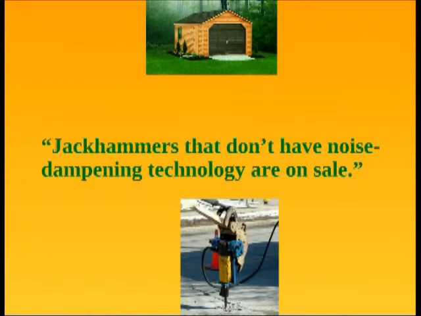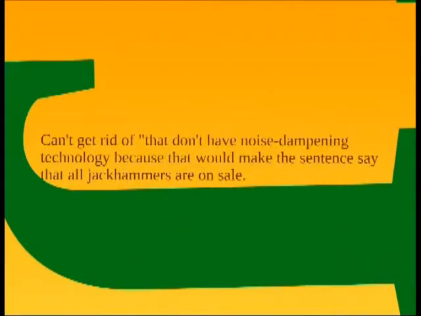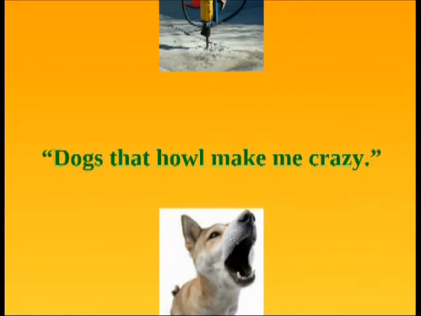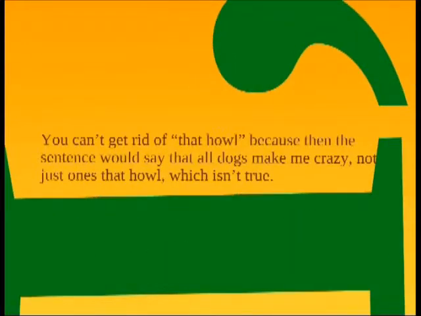We can't get rid of "that don't have noise dampening technology" because if we did, we would be saying that all jackhammers are on sale, not just the special ones. So that means the clause is restrictive. Try this for example. Dogs that howl make me crazy. I can't get rid of "that howl" because I would then say that all dogs make me crazy, not just the ones that howl, which isn't true.